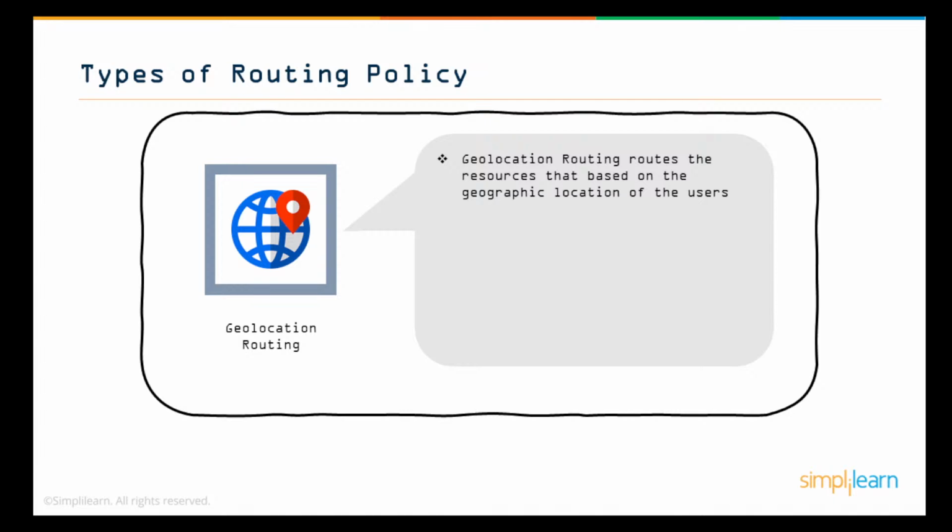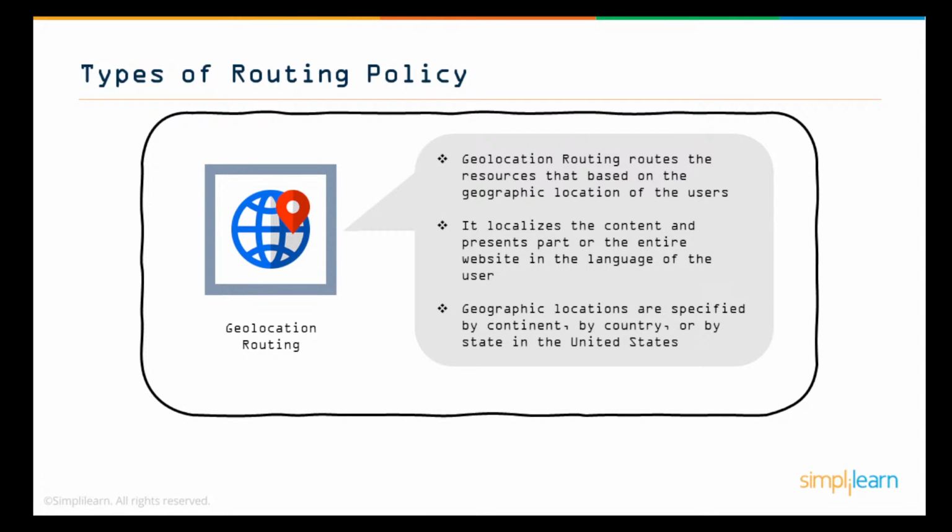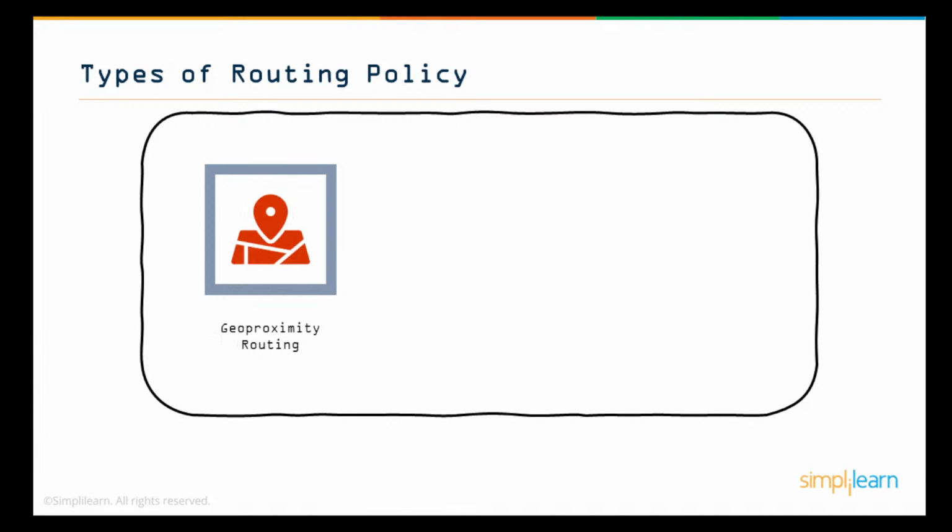That is what the geolocation routing is used for, and that reduces the latency so that the users are able to quickly open up the web page and there is a uniform latency that is maintained. It localizes the content and presents part of the entire website in the language of the user. The geographical locations are specified by the continent, by country, or by state, let's say in the United States.